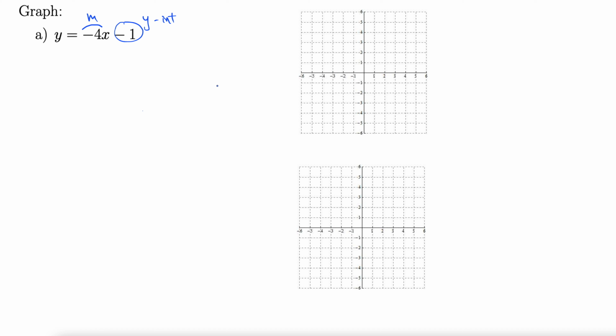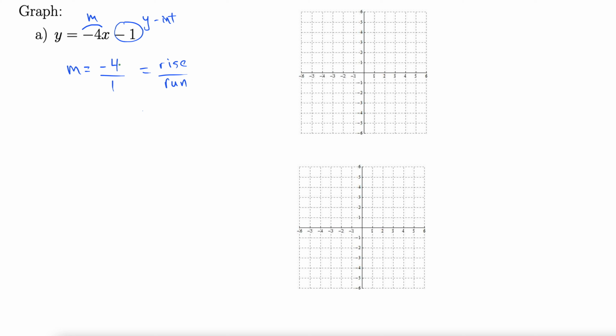And I have two grids set up because I'm going to graph it in two different ways. Our slope here is negative 4, and we can think of that as negative 4 over 1. You want your slope to have a top and a bottom because it's always rise over run. And remember, rise goes with the y's.